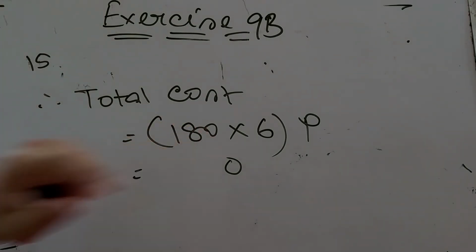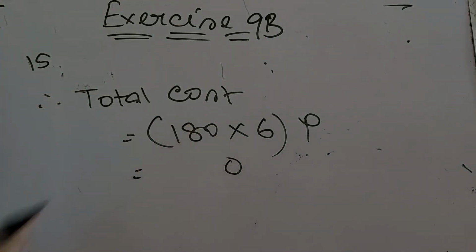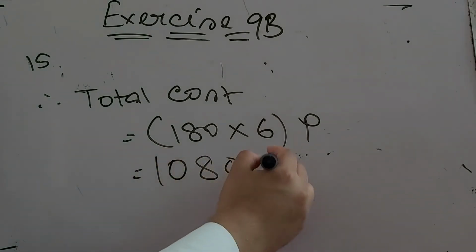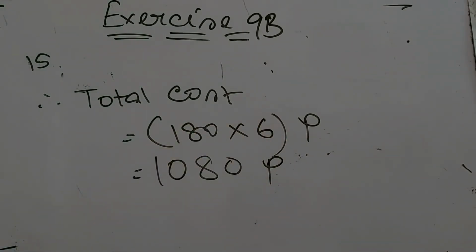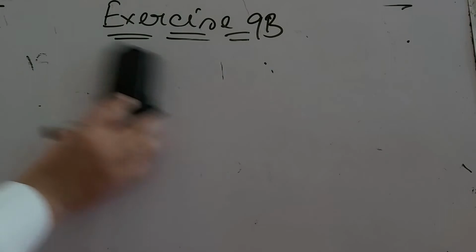So 6 times 0, that is 0. 6 times 8, that is 48. So there is 8 here, 4 will be on our hand. 6 times 1 is 6, plus 4, that is 10. So 1080 pence will be the answer of number 15.